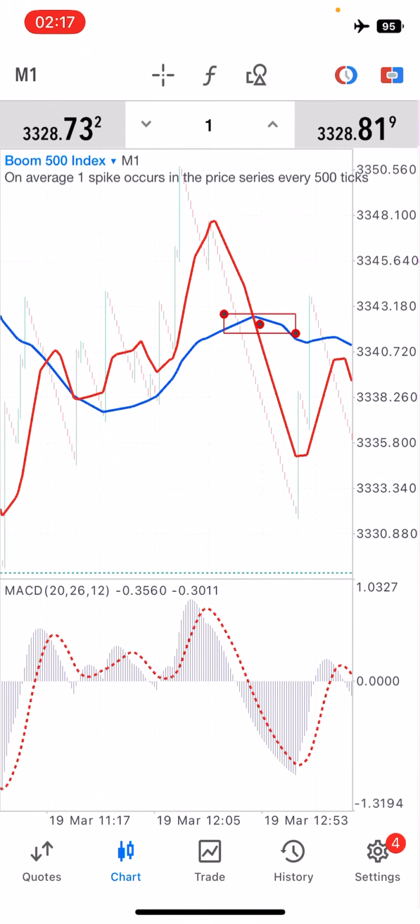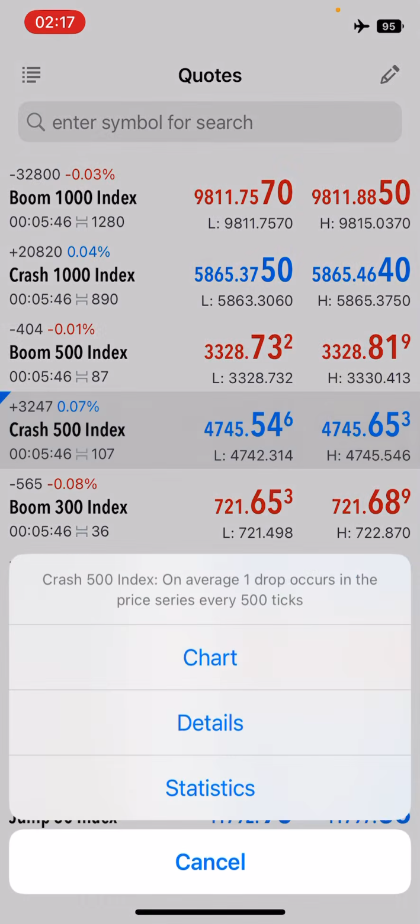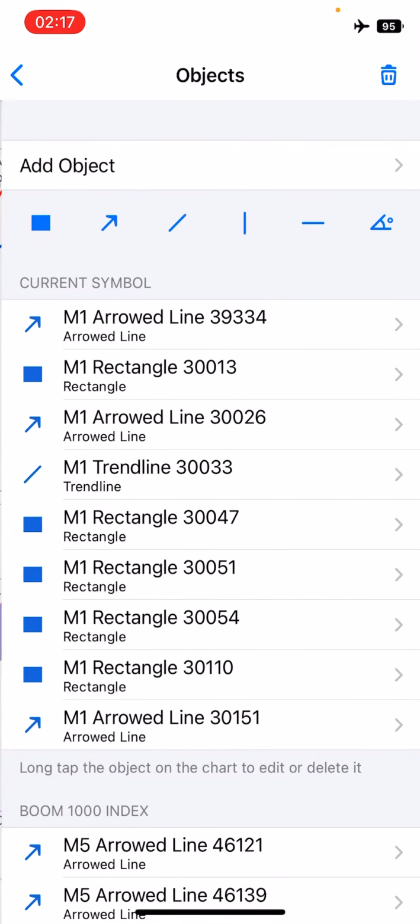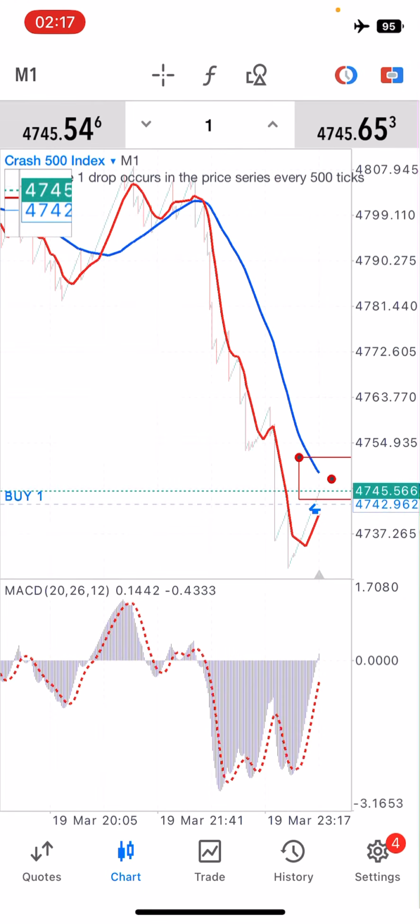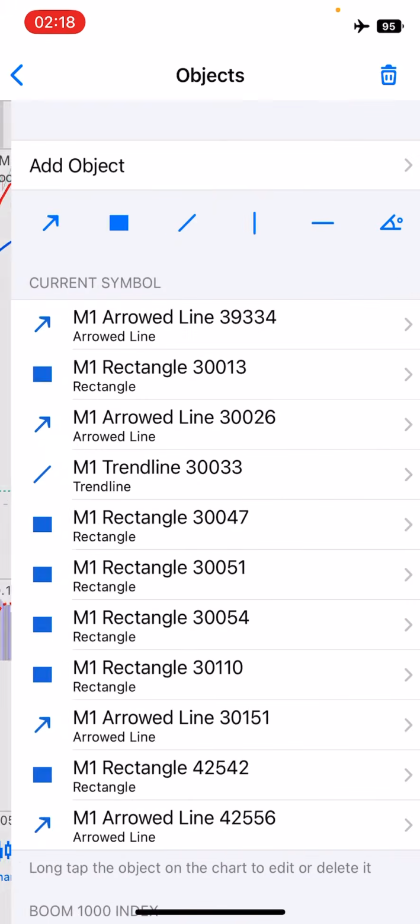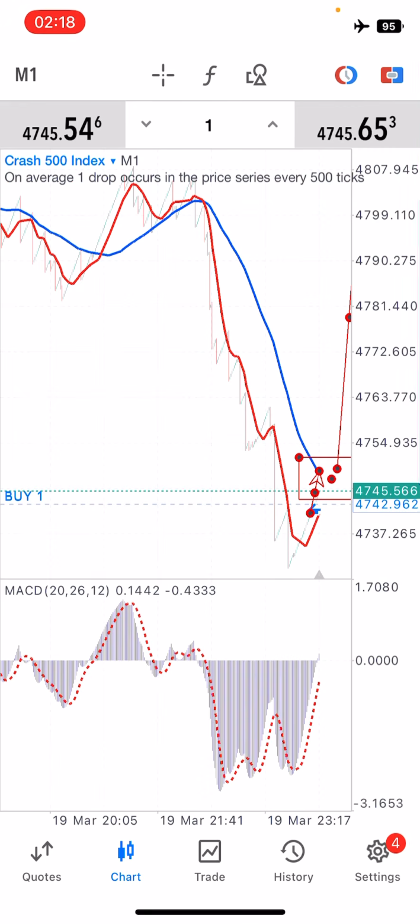Again here, these entries are so nice, guys, and they're so easy. So I was actually looking at Crash 500, and I know what's going to happen here: price is going to either break our blue line, which is why I entered this buy trade, and we continue in that buy trade, or price is going to bounce on this blue line. So this blue line will then become my check profit level, and then I'll see what happens.